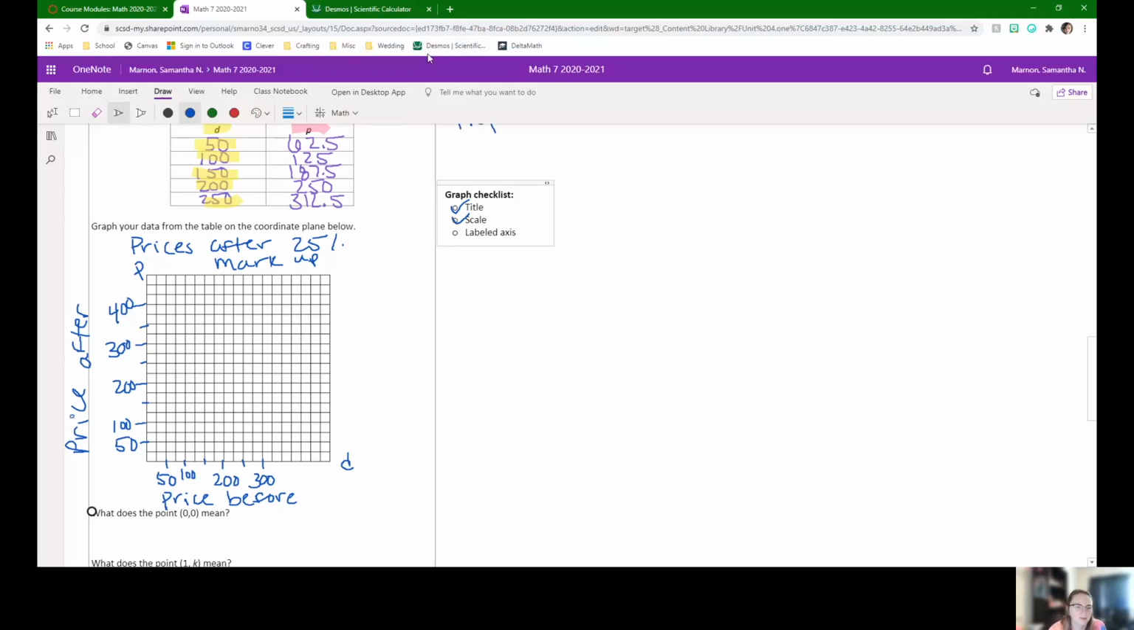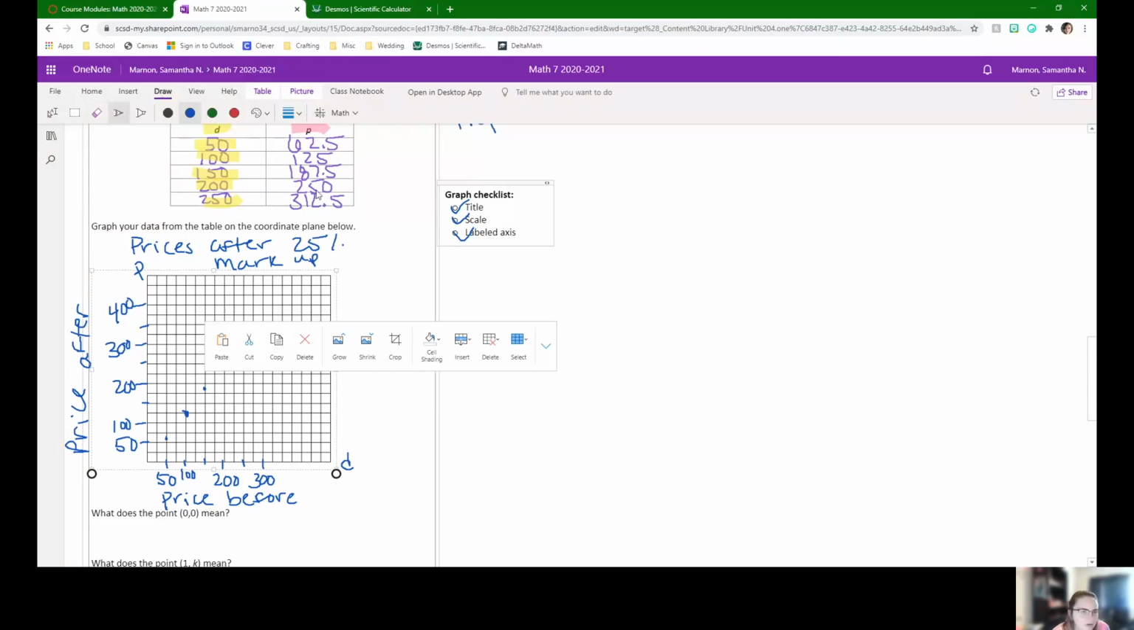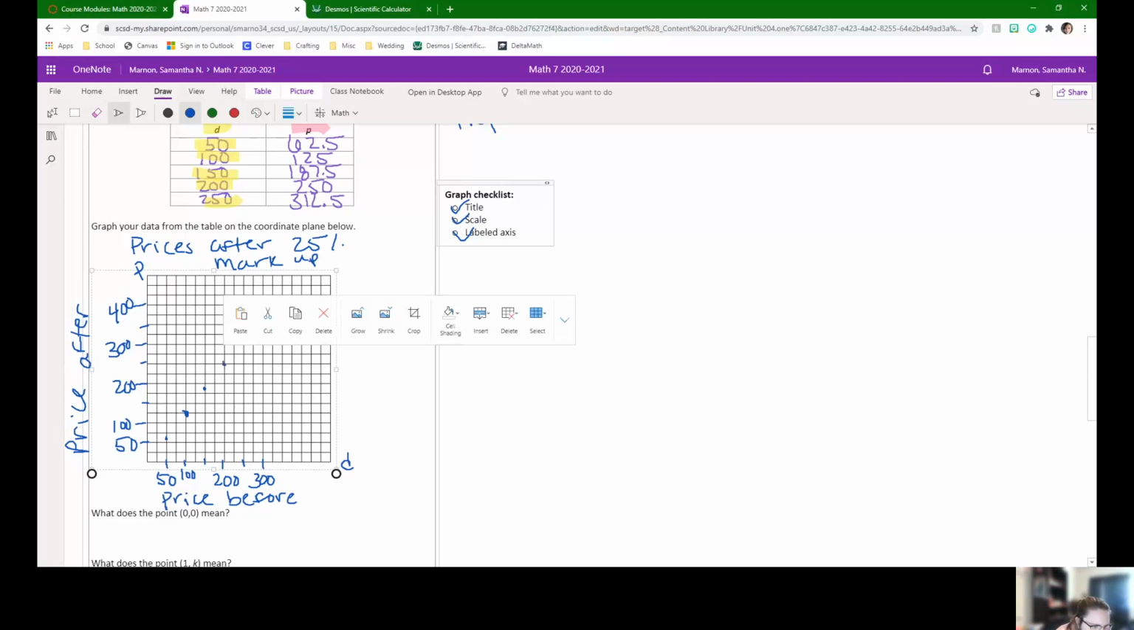So now we just have to plot some points on here. So we have 50 and then 62.5. So 50 and this is 75 is going to be kind of down here is that first point. 100, 125. So over 100 up, here's 125. 150, 175. So here's 150. It's going to be about here. 200, 250. That's going to be easy. That's going to be right on this line. And then 250, 312.5.